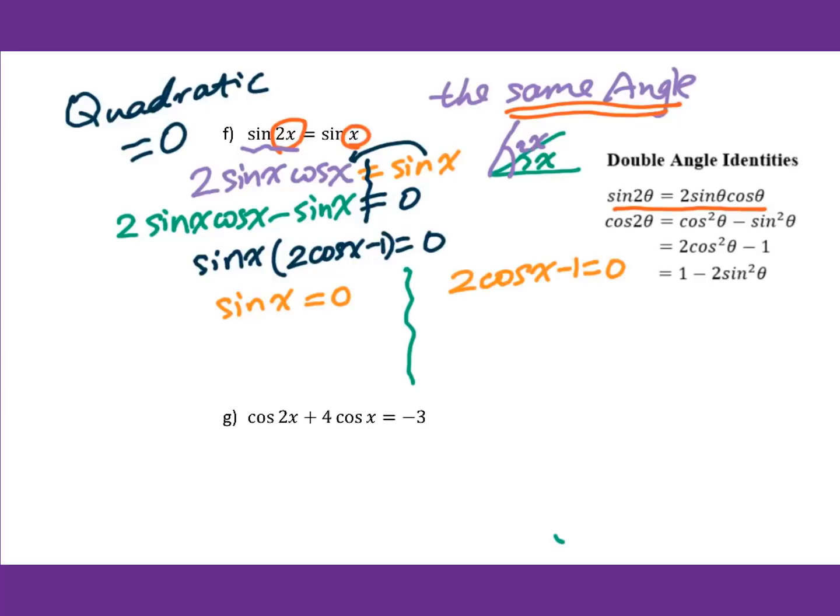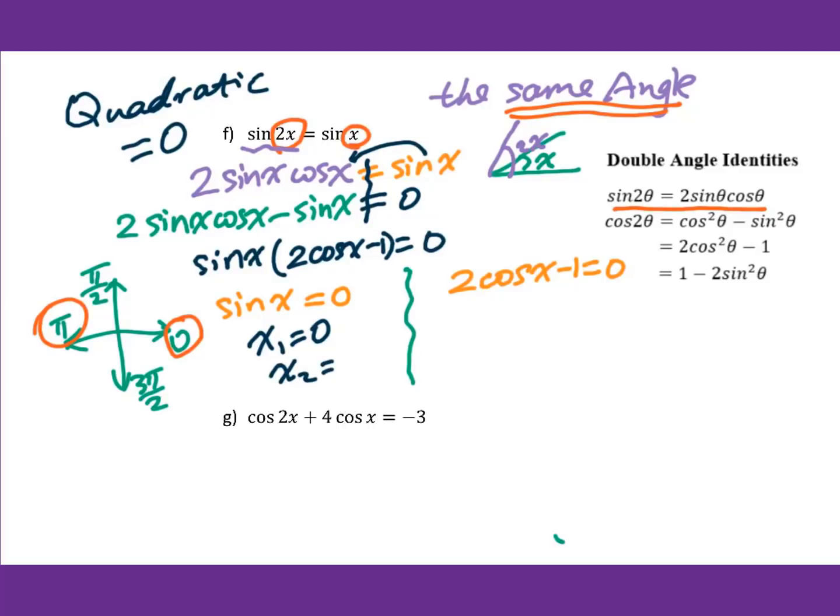For sine x equals 0, you go to the axis angles. We have 0, pi over 2, pi, and 3 pi over 2. Since sine 0 equals 0, therefore you have 0 and pi. So we got x1 equal to 0 and x2 equal to pi.